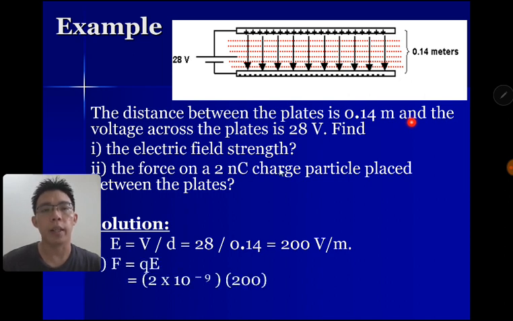So we can use that and multiply the charge with the E. Q is 2 times 10 to the power of negative 9, because nano is negative 9, and times 200. Then you should get the answer.